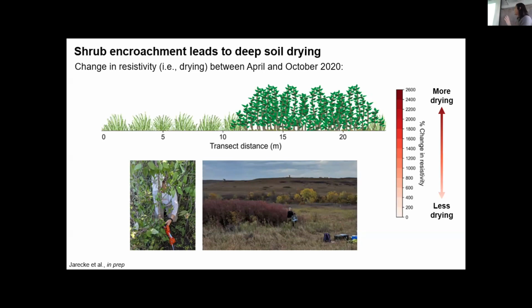And so we went out and measured electrical resistivity in April when it was still pretty wet. And then again in October of the same year, when you're in the drier end portion of the growing season. And so the idea was to look at, during a growing season, how much was the net drying over that growing season? And we split the transect into woody and grassy to see if that differed between those two cover types.